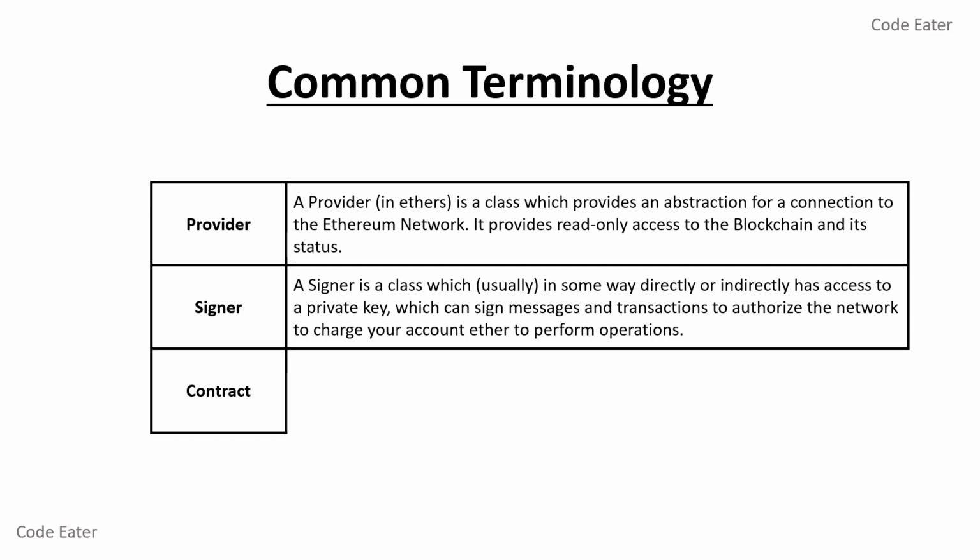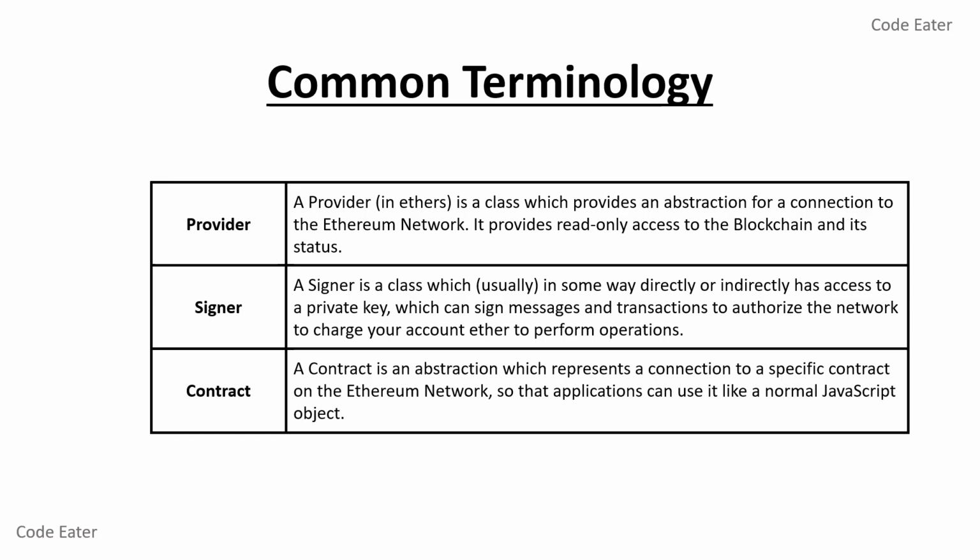Then we have this contract. Now, what is this contract? This contract is also an abstraction which represents a connection to a specific contract on the Ethereum network, so that the application can use it like a normal JavaScript object.